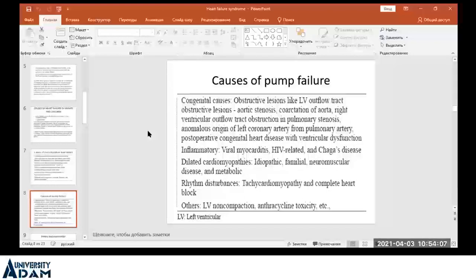Pump failure may be due to inflammatory processes, viral myocarditis, rheumatic and Chagas disease related cardiomyopathy, idiopathic, familial, neuromuscular disease. Rhythm disturbances, acute cardiomyopathy, and complete heart block.